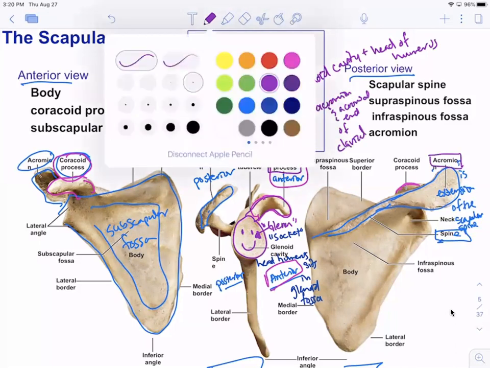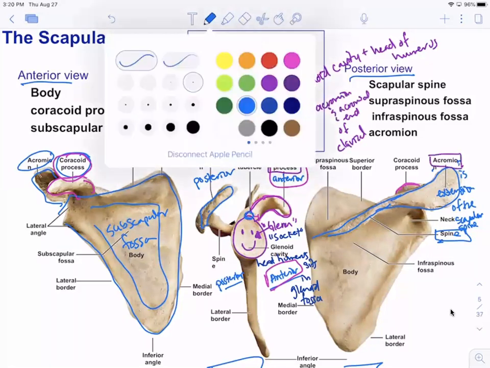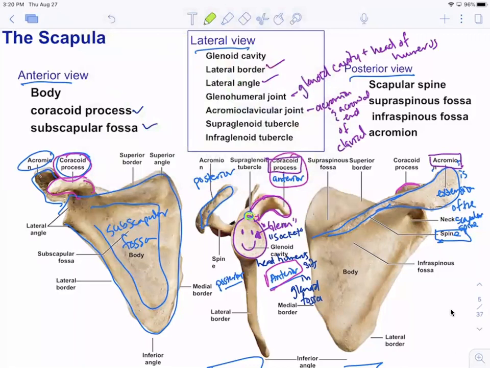Supraglenoid tubercle is a tubercle where one of your biceps tendons attaches. So that's right here. And there's an infraglenoid tubercle down there, right? So inferior to the glenoid cavity, superior to the glenoid cavity. So supraglenoid tubercle is there and infra is there.